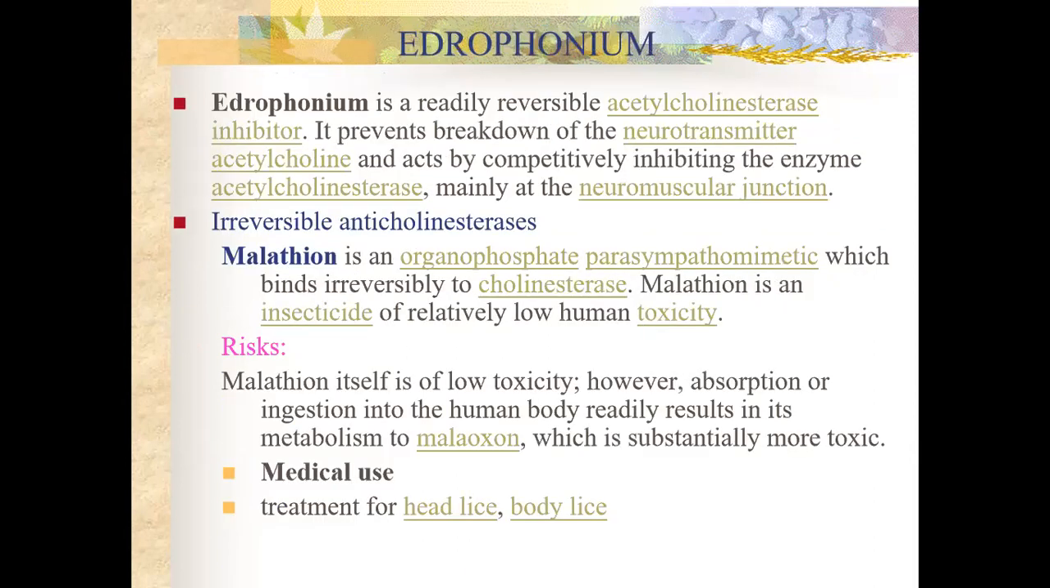Apart from that, edrophonium is a very short-acting acetylcholinesterase inhibitor. It prevents the breakdown of the neurotransmitter acetylcholine and acts by competitively inhibiting acetylcholinesterase, mainly at the neuromuscular junction. And an irreversible anticholinesterase like malathion is an organophosphorus compound which binds irreversibly to the cholinesterase. It is an insecticide of relatively low human toxicity. However, absorption and ingestion into the human body readily results in its metabolism to malaoxon, which is substantially more toxic. The medical use is for head lice and body lice.